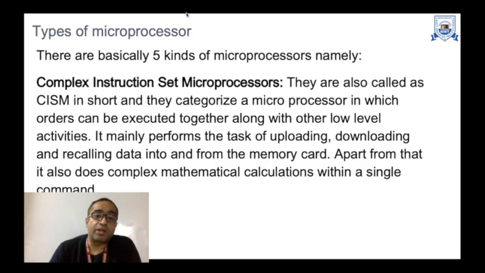Then coming to the different types of microprocessors. There are basically 5 kinds of microprocessors. One is CISC, the complex instruction set computer, and it categorizes a microprocessor in which orders can be executed together along with low-level activities. It mainly performs the tasks of uploading, downloading, and recalling data into and from memory. Apart from that, it also does complex mathematical calculations within a single command.